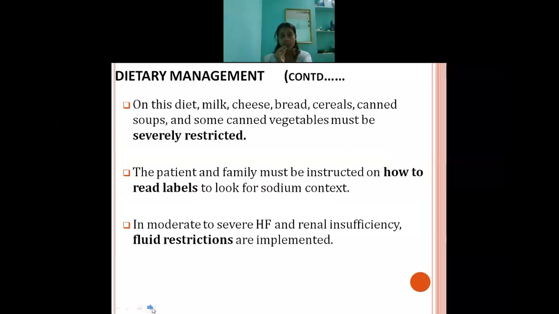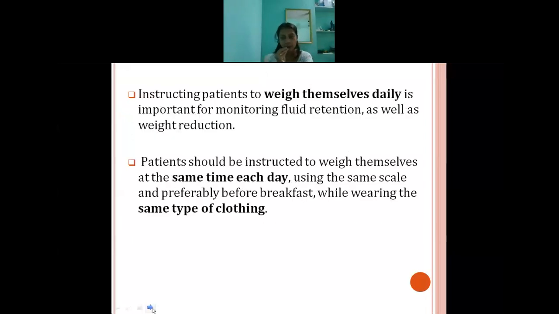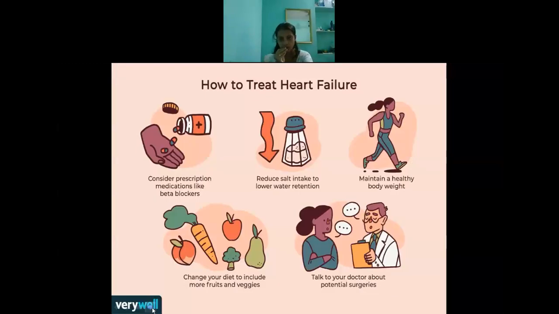And tell the patient to always read the labels before they are buying the food items, okay. And we already know why fluid restriction is essential, because already the patient may be having a renal insufficiency, okay. Then tell the patient to monitor their weight regularly, okay. And also tell them to monitor the weight at the same time and with the same type of cloth. Okay, so this we have already discussed. Tell the patient to take more of green leafy vegetables or even fruits in the diet. Okay, and they have to maintain a healthy body weight.